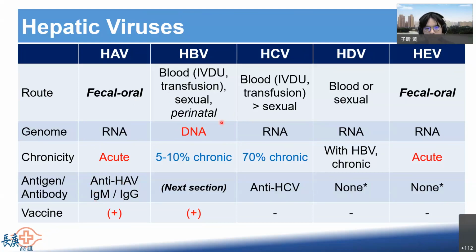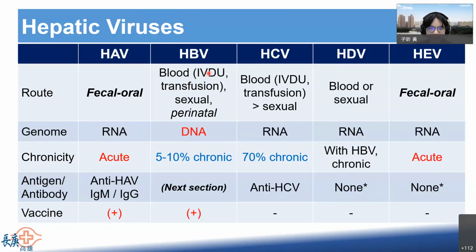All the other viruses are RNA viruses. So this is a major problem for why currently we can eradicate HCV, but HBV, the DNA is integrated in the host. So there is a difficulty in current medical treatment to totally eradicate HBV from the body. HAV and HEV are fecal orally transmitted, and HBV, HCV, and HDV are mostly transmitted from the blood.